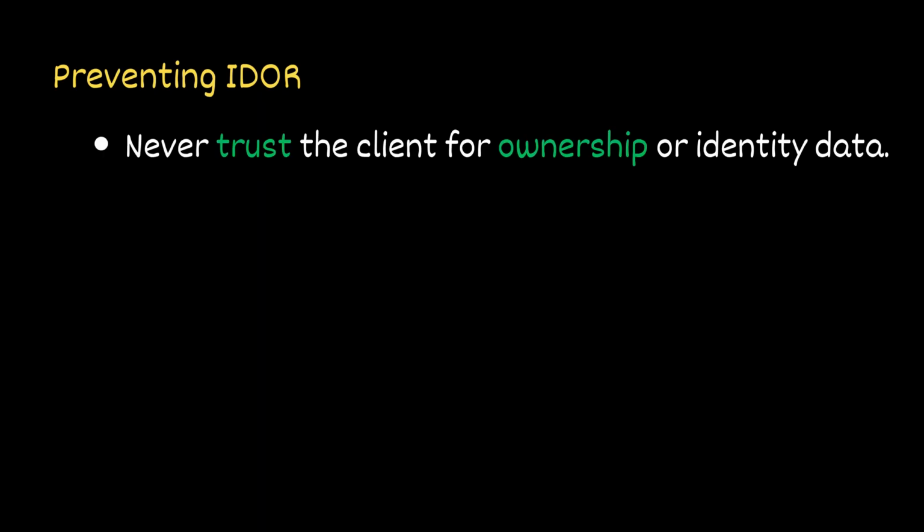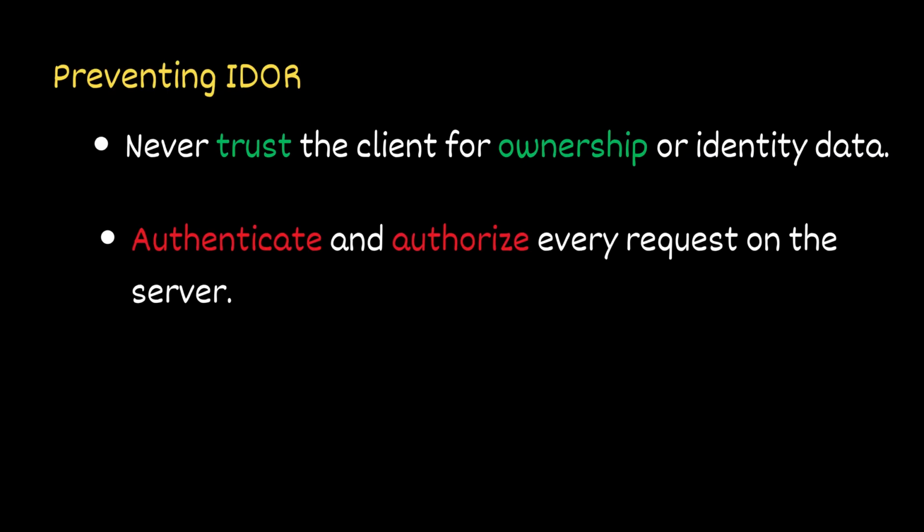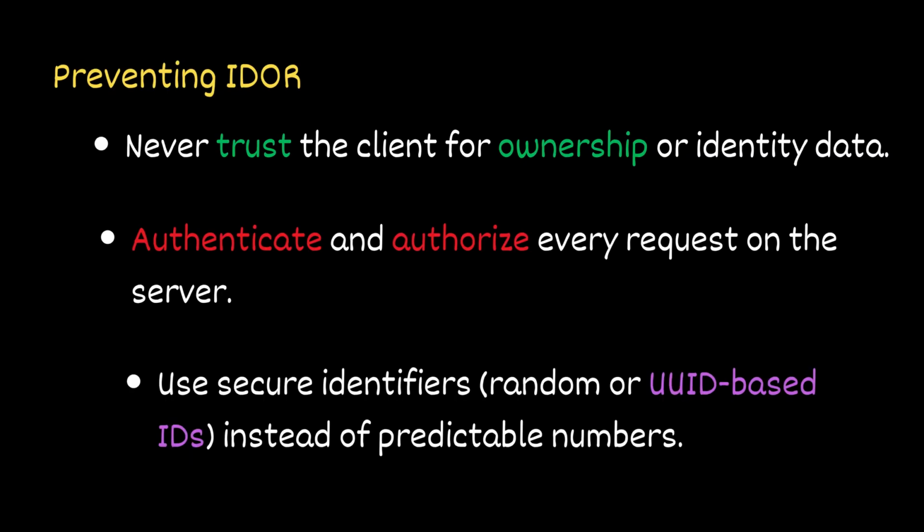So to prevent insecure direct object reference vulnerabilities like this one, developers should follow a few simple but powerful rules. Never trust the client for ownership or identity data. Authenticate and authorize every request on the server. And finally, use secure identifiers, for example, random or UUID-based IDs instead of predictable numbers.